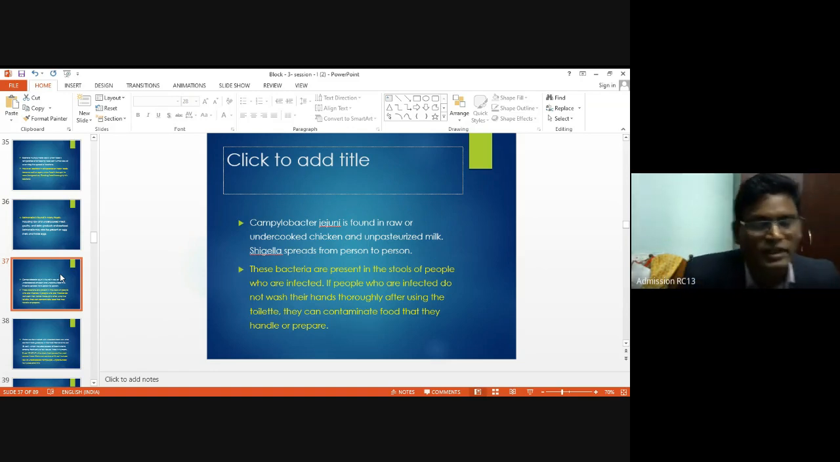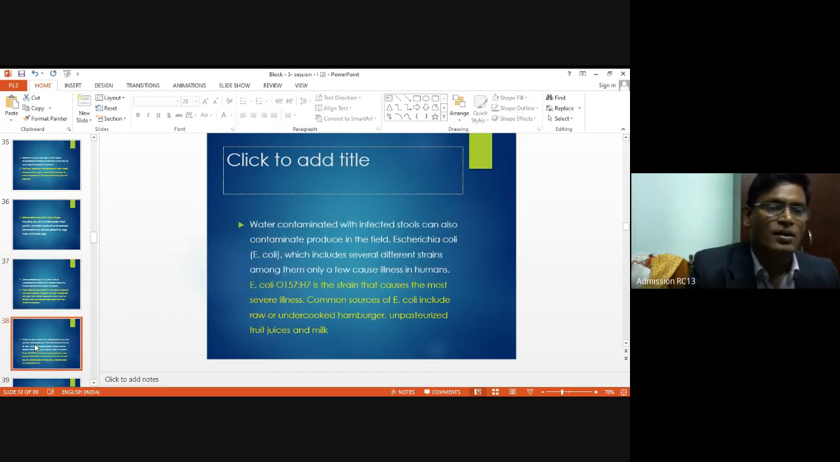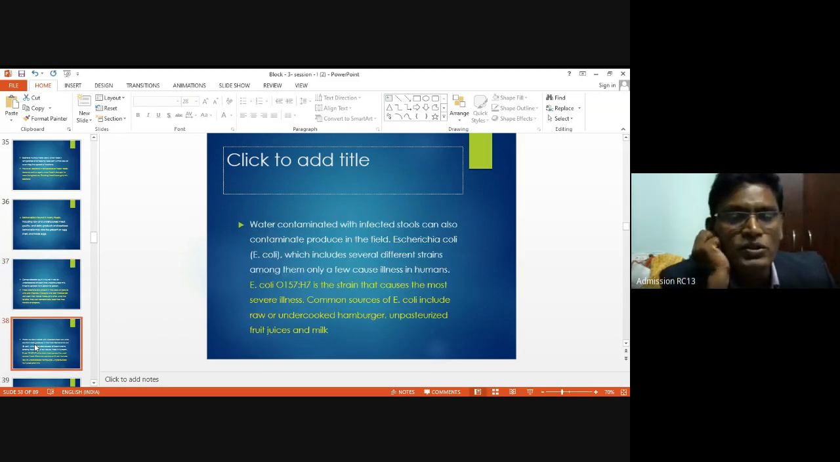So that is why sanitary systems are very, very important, because any people who are contaminated or infected with this kind of bacteria or virus, if they happen to prepare or handle the food, are potential spreaders and can contaminate the rest of the food. By which the spreading of food poisoning will happen. The water contaminated with infected stools can also contaminate produce in the field.